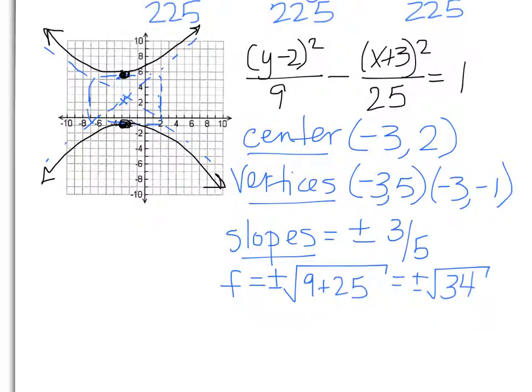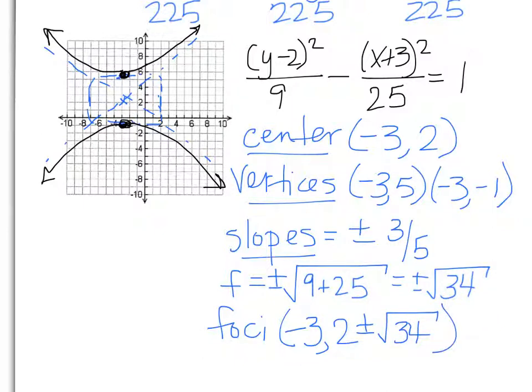Because y is first, my foci from the center will be on the y, because they have to be inside the curves here. So my foci location, when you write them down for me, are at -3, 2 plus or minus the square root of 34. And let's just plot them real quickly. The square root of 34 is almost 6, 5 and a little bit more. And since we've moved 3 from the center up, you just need 2 and a little bit more for each focus. Those are the 2 foci. And we're done.